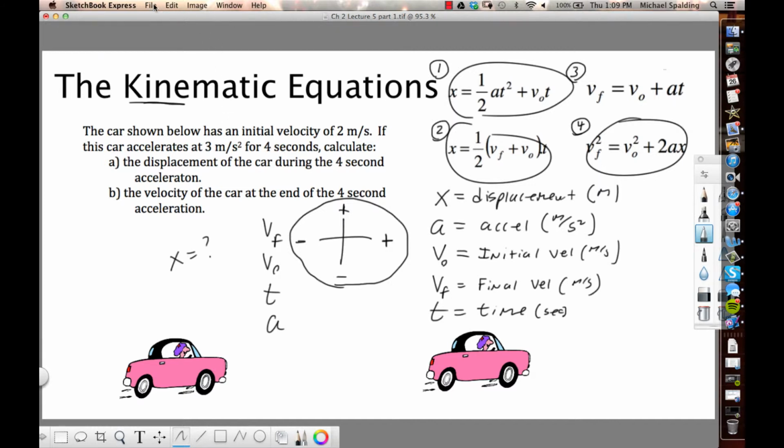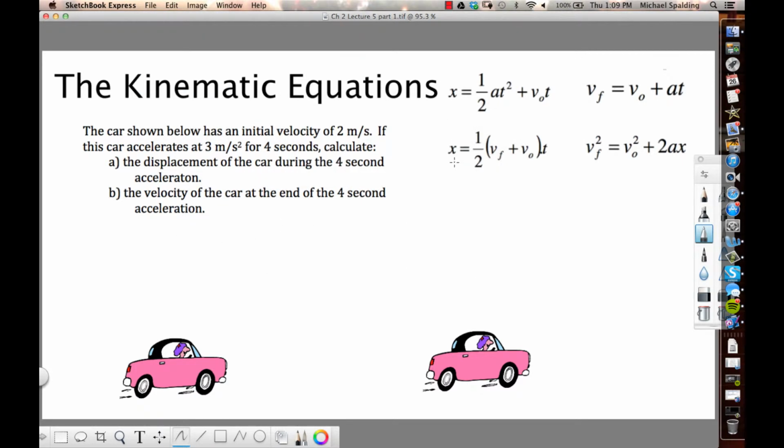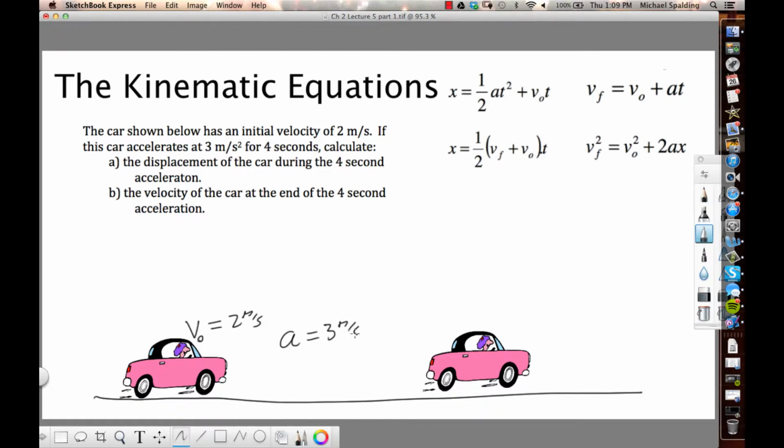But just so you get the hang of this, let's look at this example that I have here. What you want to do for these problems is always, always, always start with a diagram. Diagrams are the way to make a complex problem less complex. So here we have a car that has an initial velocity of 2 meters per second. So label this on your diagram. V initial is 2 meters per second. And if the car accelerates, we're going to write down the acceleration, at 3 meters per second squared.